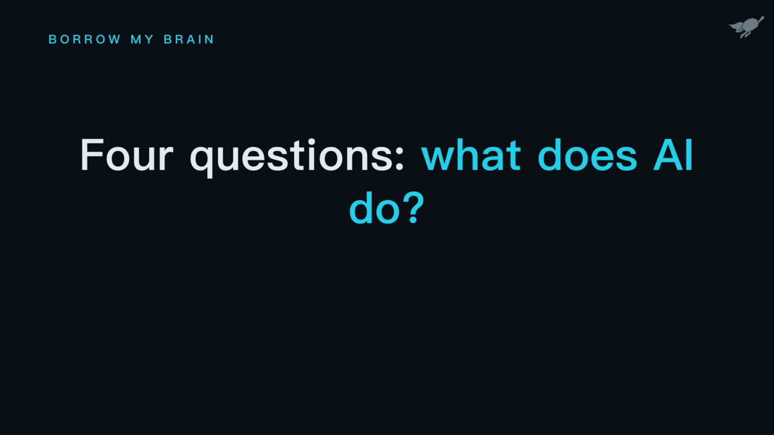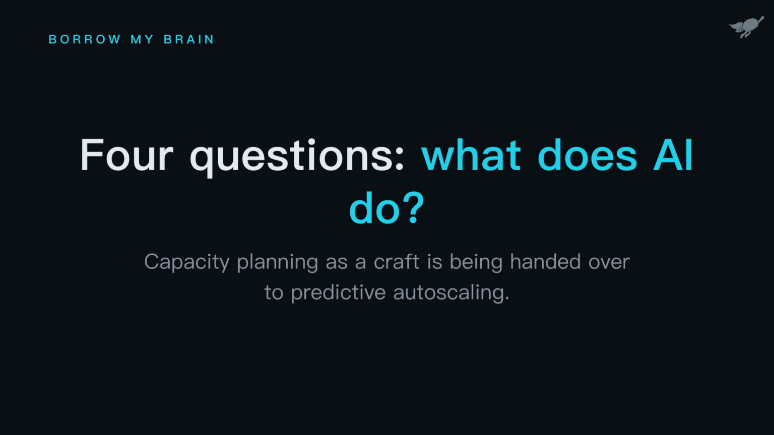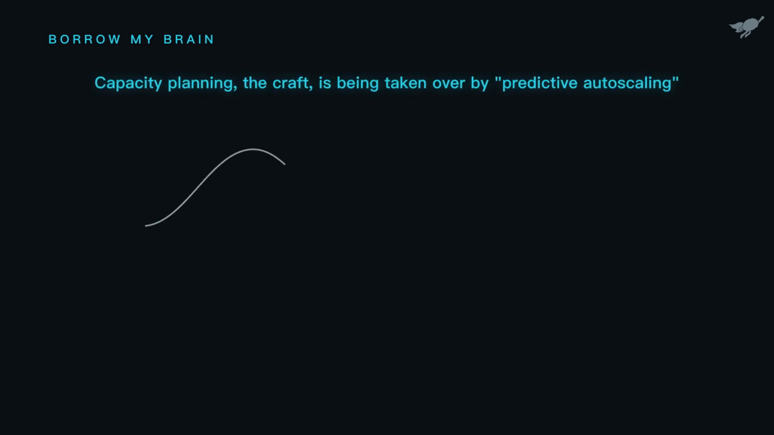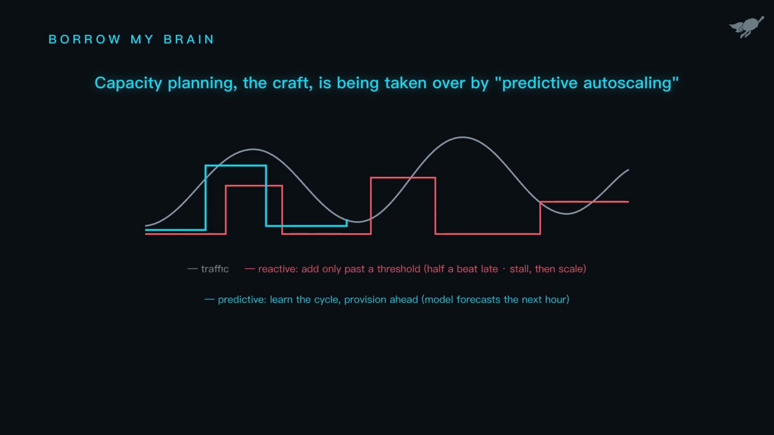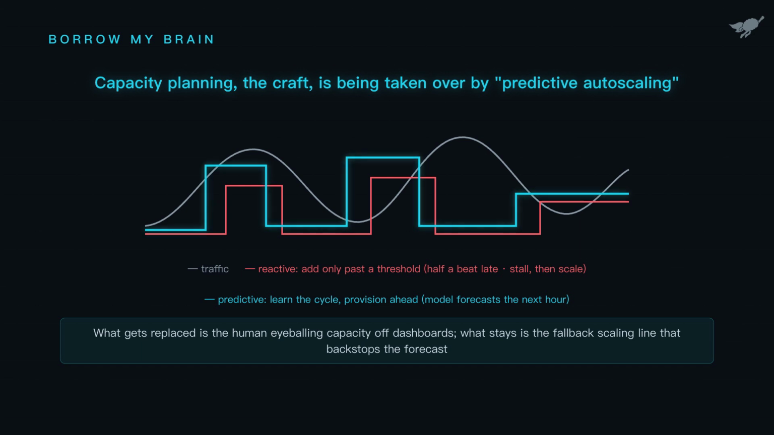Let's walk the 4 questions. 1. What does AI actually do here? Capacity planning as a craft is being handed over to predictive autoscaling. Old-school reactive autoscaling adds machines only after a threshold trips, half a beat late. You stall first, then you scale. Predictive autoscaling has a model learn your traffic cycles, so capacity is already in place before the peak shows up.